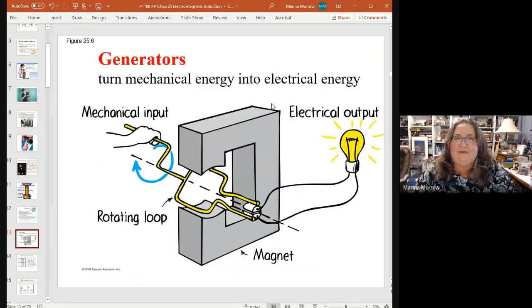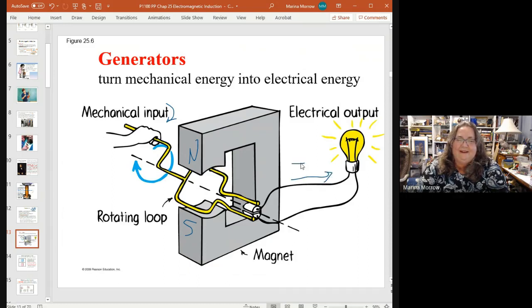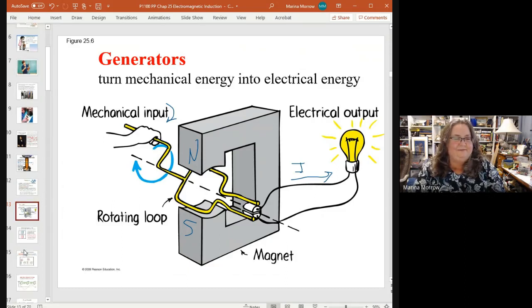So here is in general what a generator often looks like. So yeah, we've got a magnet. So we've got a north end and a south end. And we've got some mechanical input, which could be, as I said, steam. It could be water. It could be air. So you have something that is going to make this rotate. And it could be a hand. It could be squirrels. And then what happens is that we get electricity out. So we get current and voltage. So input mechanical energy, output electrical energy, and that's a generator.